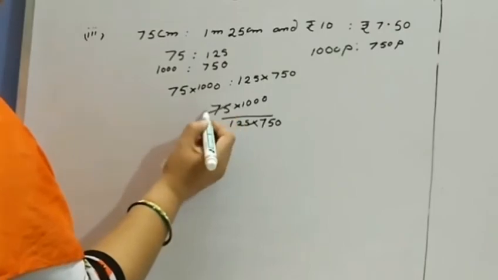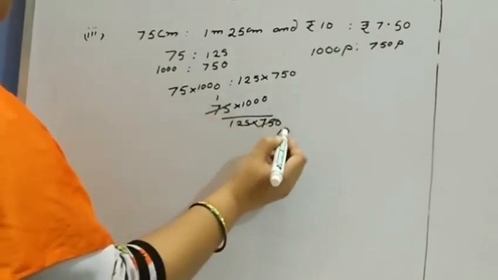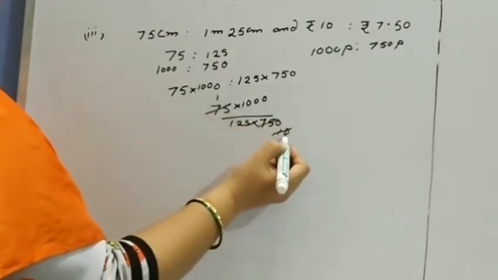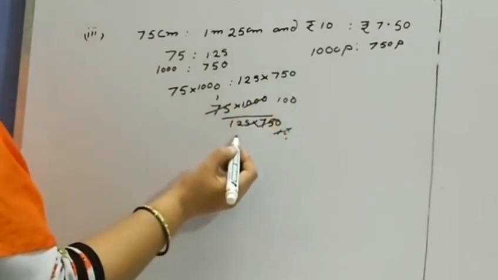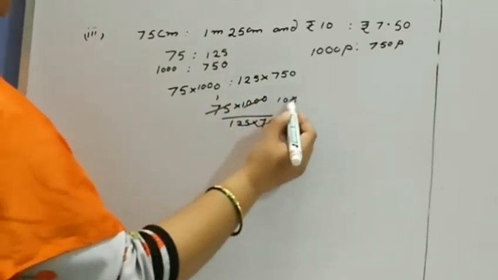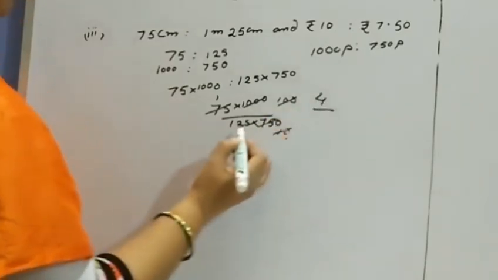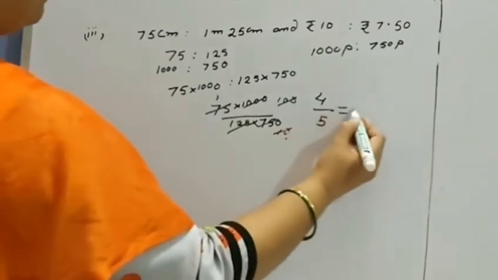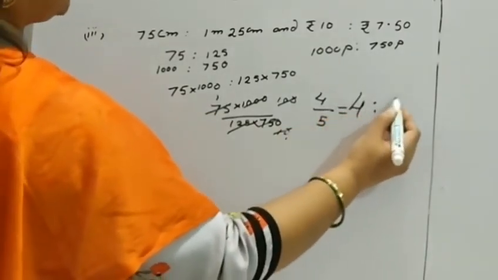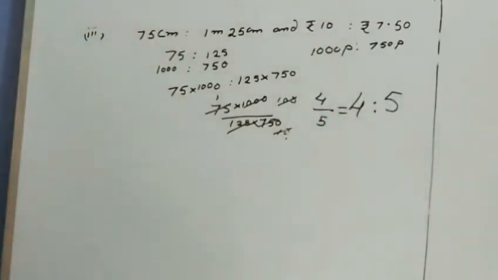Cancel them. 75 ones are 75, it will go 10 times. Cancel by 10. 10 ones are 10. 10 into 100. Now 100 by 125. Cancel these two by 25. 25 fours are 100, 25 fives are 125. Hence the compound ratio of the two given ratios is 4 is to 5.